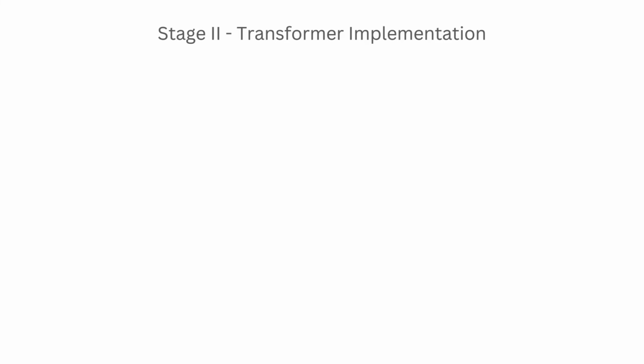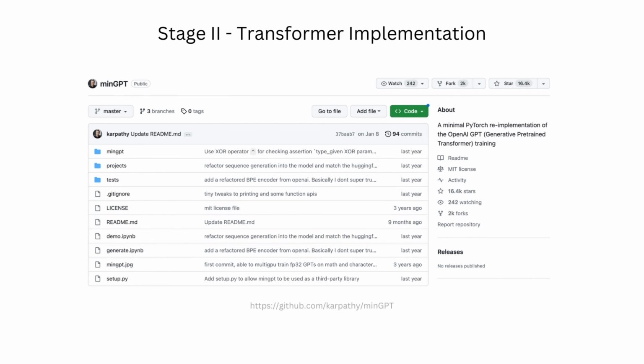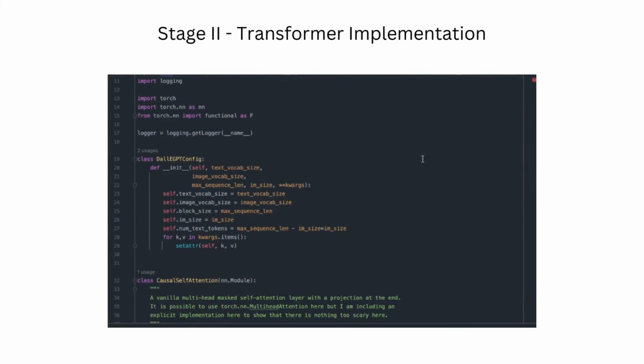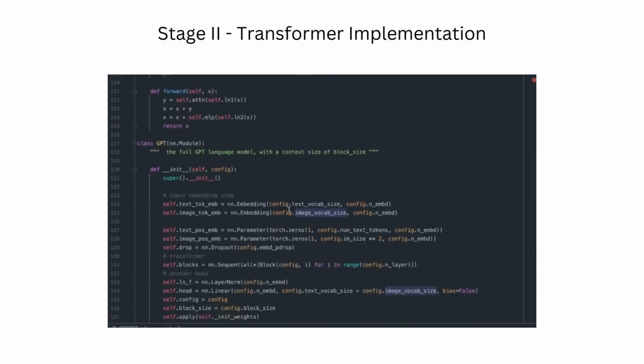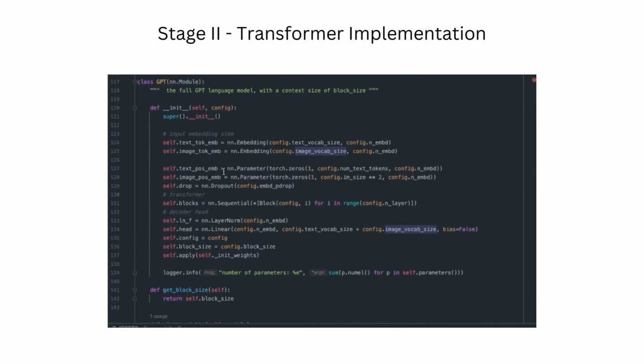For the transformer implementation, I take MinGPT and make minor changes to it. I add a few fields in the config, like image vocab size, to create the image embedding space. This will be 2048 x D dimensional, where D would be the hidden dimension for the transformer. Then during initialization, I initialize the image token as well as the image positional embedding together with the text token and text position embedding vectors.